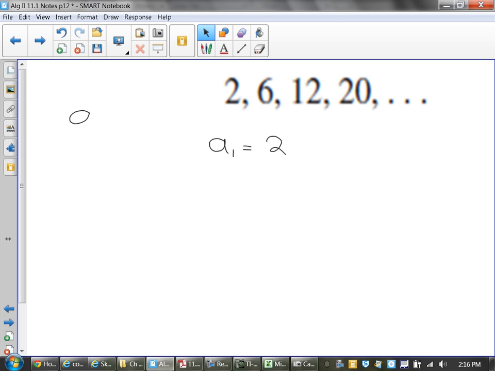I want to write the rule. How do I get the first term to equal 2? I'm going to have to take that n value, it has to equal 1, and I want to turn it into a 2. Okay, if I multiply it by 2, then if I use my second term, I get 2 times 2, which would be 4. And that's not 6.